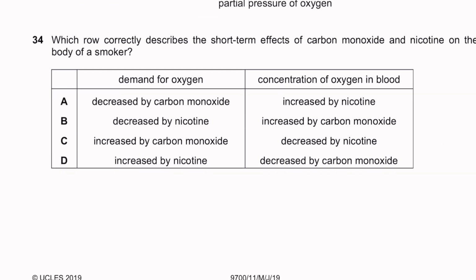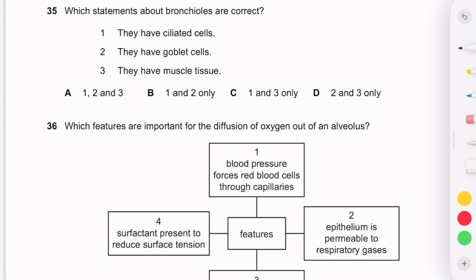34. Okay, 34 is out of the syllabus because it involves smoking. Which statements about bronchioles are correct? They have ciliated cells, they have goblet cells, they have muscle tissue. Actually, they do not have any goblet cells.